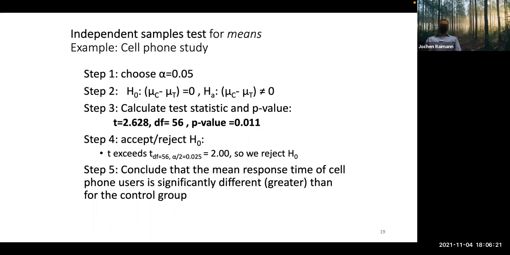Okay, so you choose an alpha. Let's choose 0.05 here. You assume a null hypothesis that mu cell phone minus mu control is 0. You calculate the test statistic, and you essentially come to a t of 2.628, which corresponds with a p-value of 0.011. So the t exceeds your threshold, so your null hypothesis is rejected.